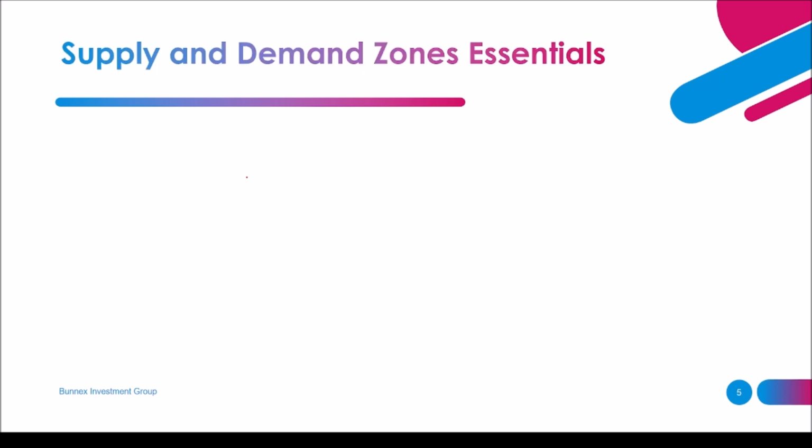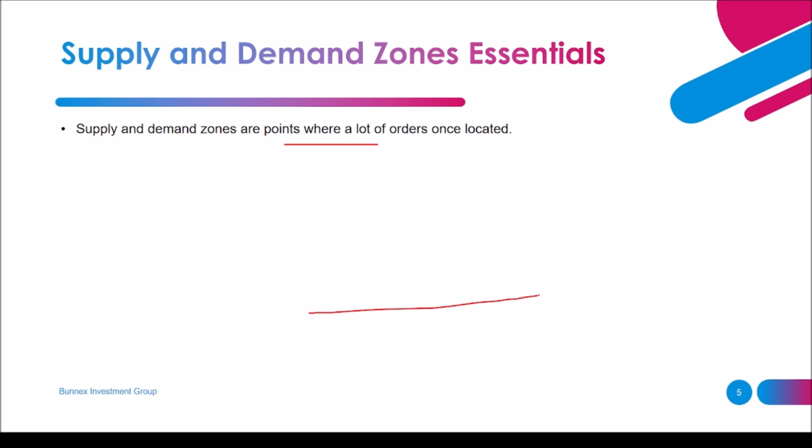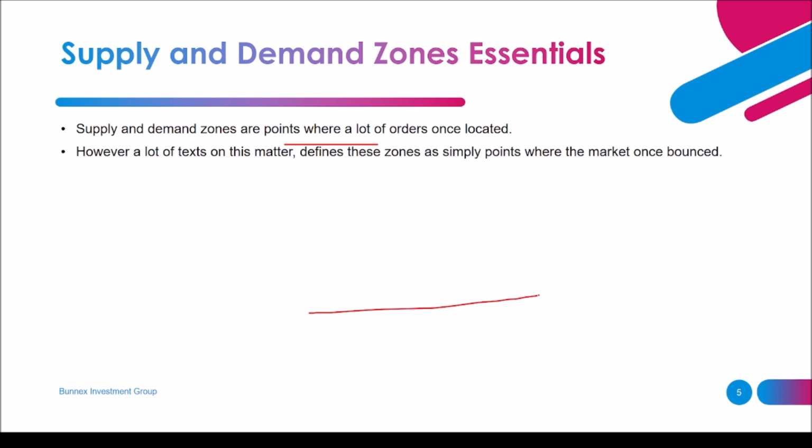So the first topic that we mentioned earlier is supply and demand zones essentials. Basically, supply and demand zones are points where a lot of orders were once located. So it's basically points whereby there was a large number of buys and sells. Usually that point becomes a very powerful point of reversal in the future.